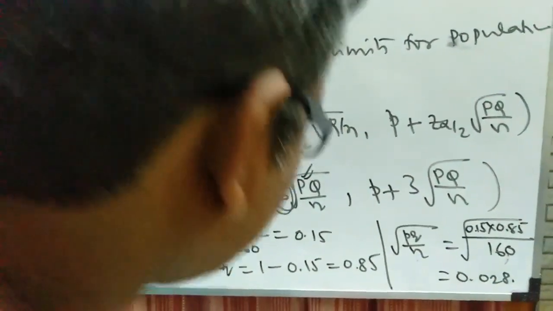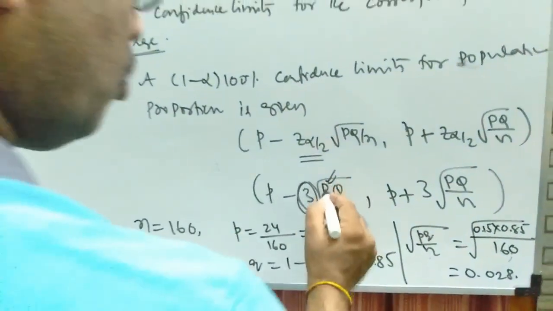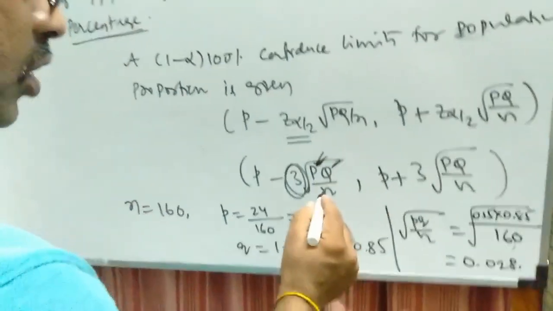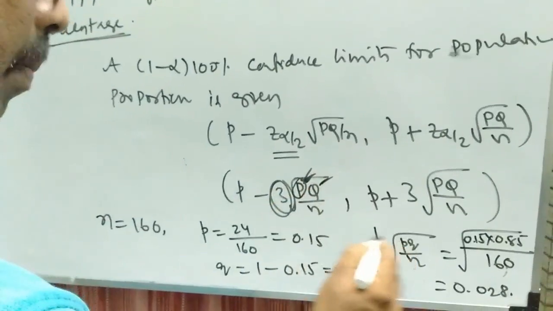So up to this clear? So these are unknown values. P and Q are unknown values. We are using as an estimate small p and small q.